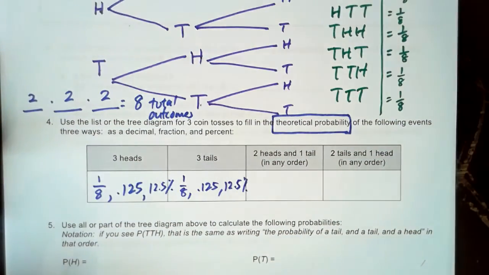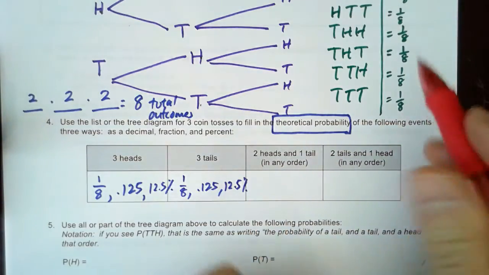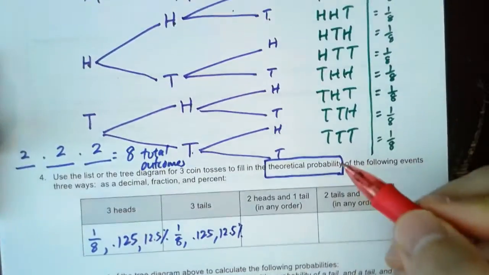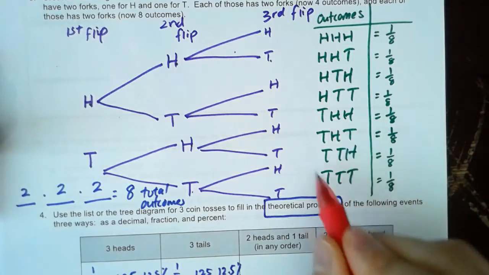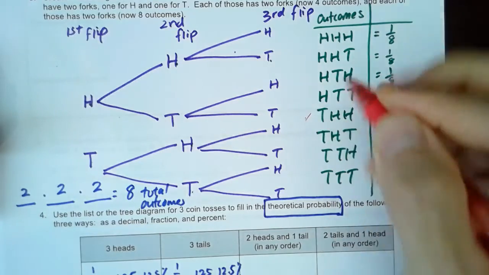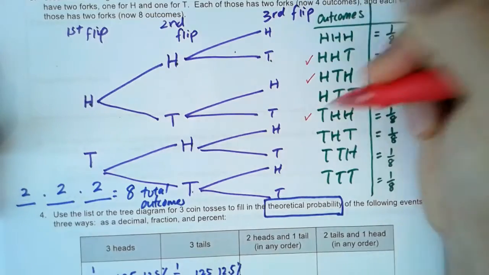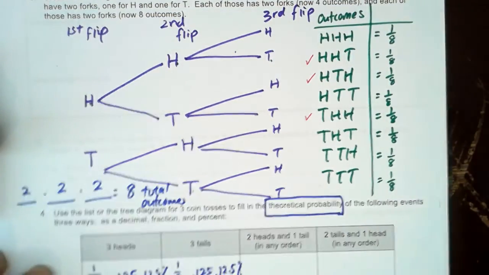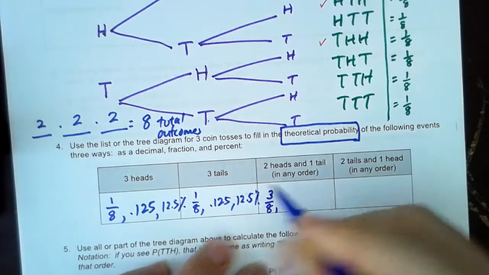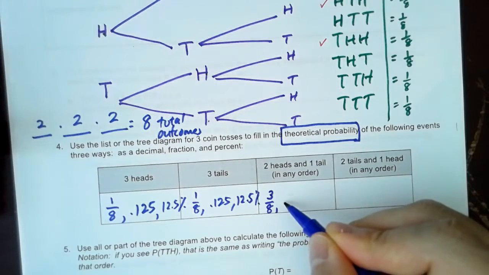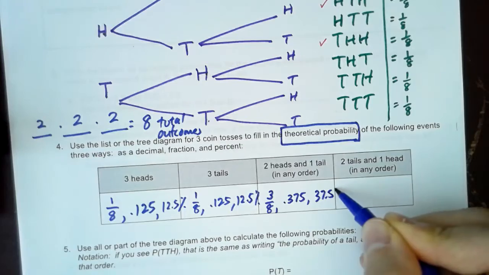Okay, 2 heads and 1 tail in any order. That's a little bit trickier because any order just means you have to have an H and a T somewhere. If I look at my list, I have one right here, so I'll put a check, and I have one right there. Then I also have one on the second one. So H and T in any order, there it is. I have 3 out of 8, which is really just 3 times this amount. So it's 0.375, and it's 37.5%.